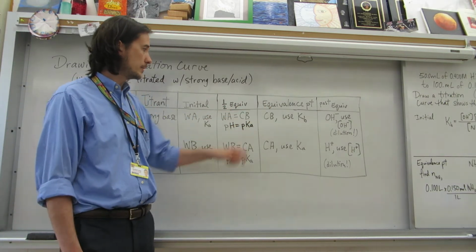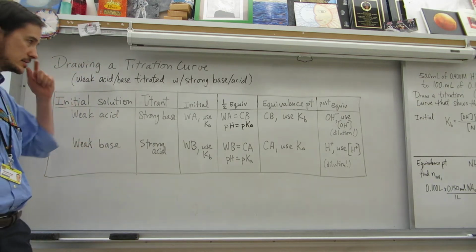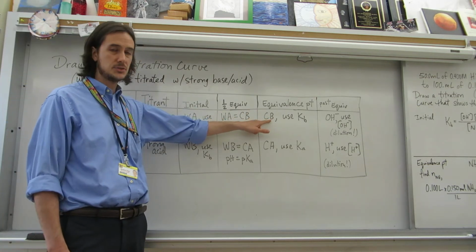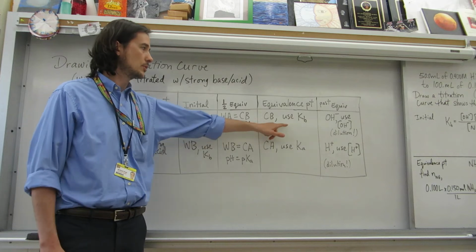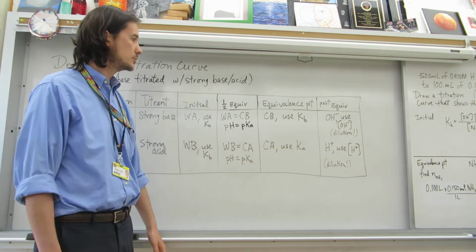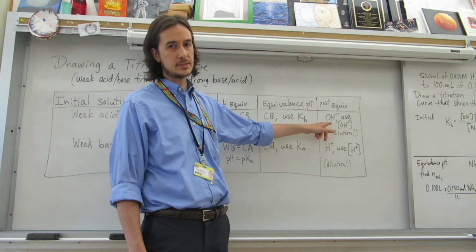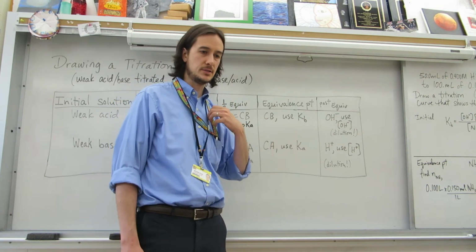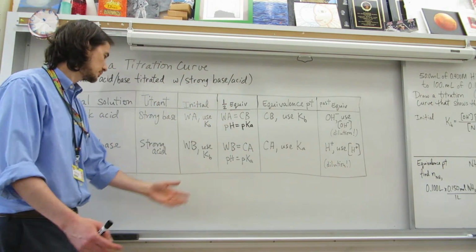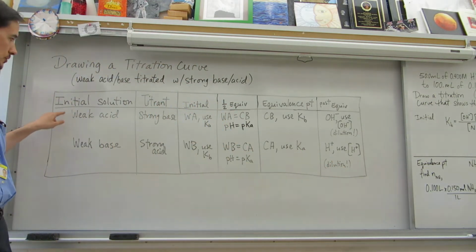At the equivalence point, all of your weak acid will have been converted into its conjugate base. So you're going to use Kb to figure out pH. And then past the equivalence point, you're going to use the concentration of hydroxide that had been added after the equivalence point. So that's if you're starting with a weak acid.